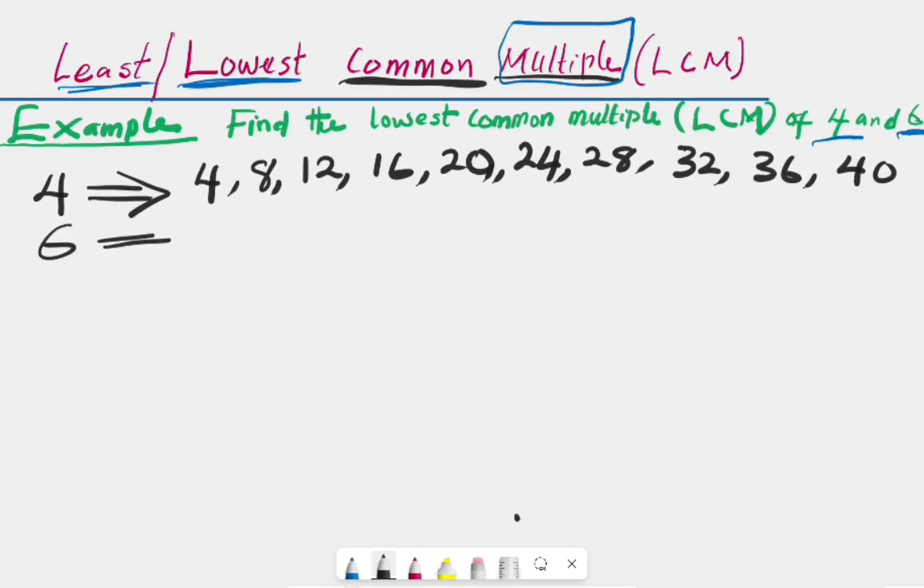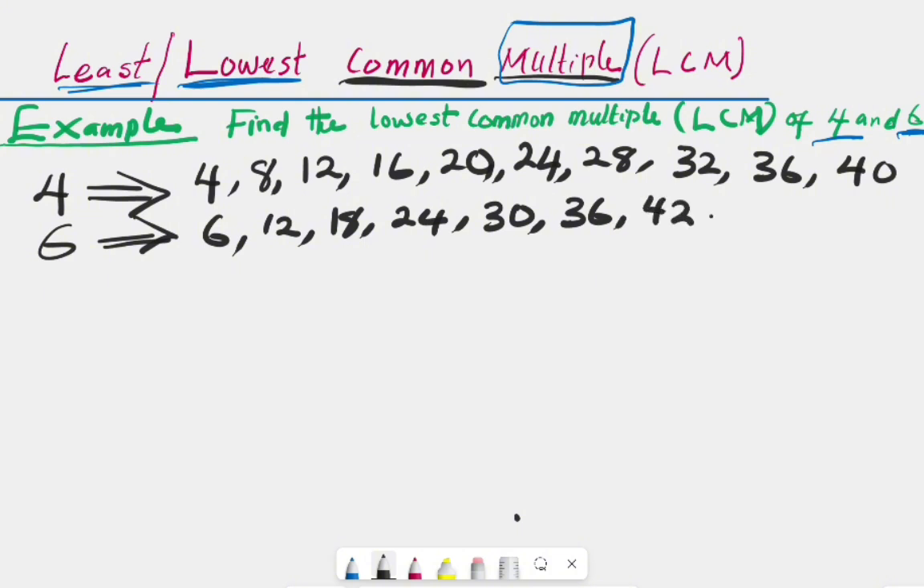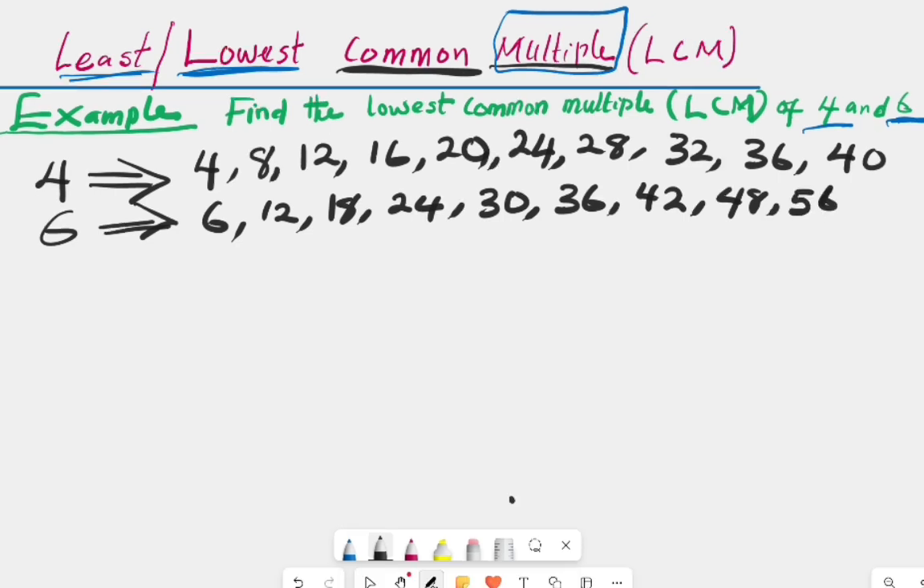The multiples of 6 will give you 6 times 1, 6. 6 times 2, 12. 6 times 3, 18. 6 times 4, 24. 6 times 5, 30. 6 times 6, 36. 6 times 7, 42. 6 times 8, 48. 6 times 9, 54. And 6 times 10 is 60.